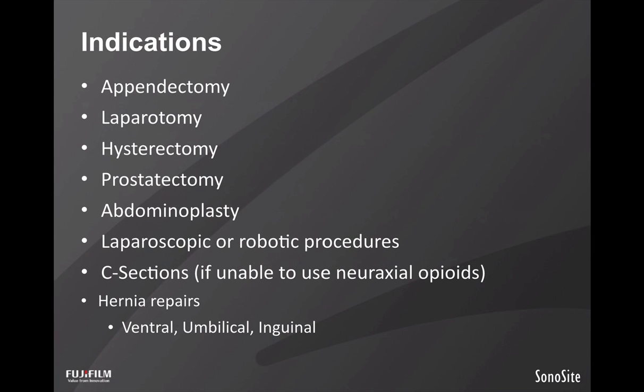Again, I want to review the indications as now we have a little better feeling of the anatomy. The indications are an appendectomy, hernia repairs, something that's a little bit more involved, such as a laparotomy, abdominoplasty. Again, for our purposes going forward, I think laparoscopic and robotic procedures will be the norm, and as such, these procedures help. And again, C-sections based on the situations I described earlier.